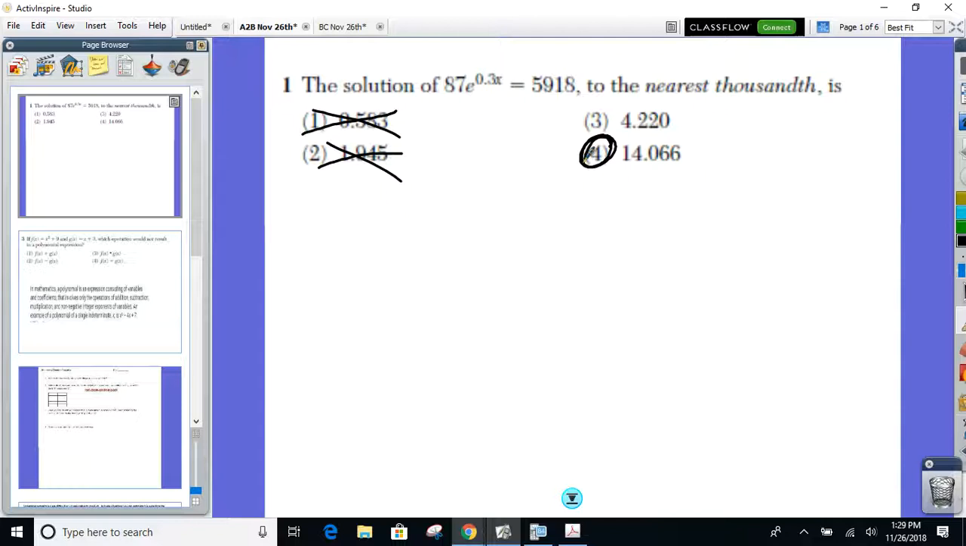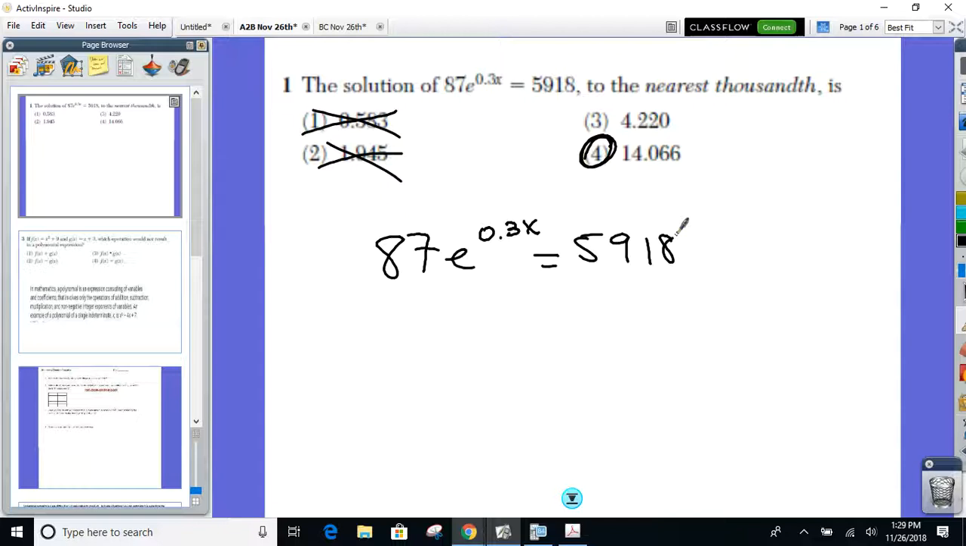All right, let's all pretend it's not multiple choice. I'm going to do this a lot over the next 8 weeks. And okay, put yourself in this situation. Take away the multiple choices. How do you solve that? Here we go. How do I get x by itself? Let's start with the original problem, 87e to the 0.3x equals 5,918. Everything has got to go except for x.